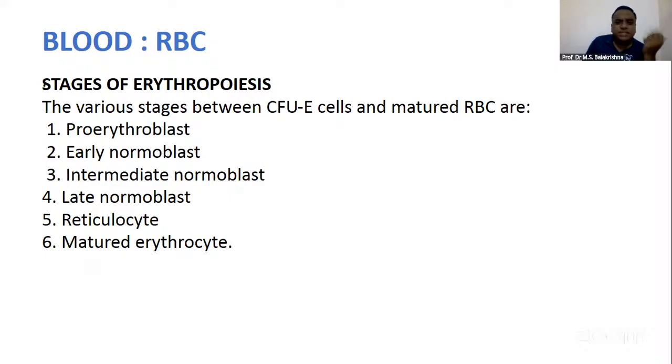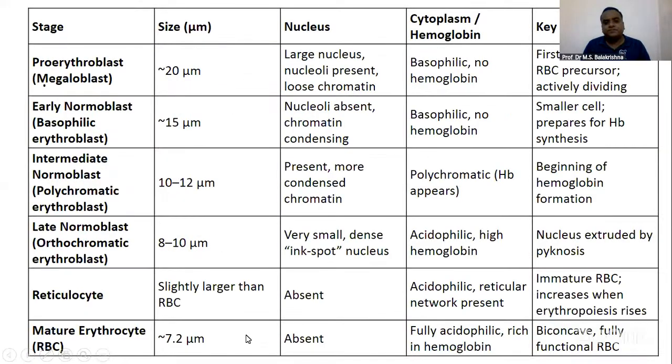So, different stages of erythropoiesis. It starts with the pro-erythroblastic stage, then early normoblast, then intermediate, and then late normoblast, reticulocyte, and mature erythrocyte. The staining also changes: first it will be basophilic or blue in color, and slowly when it is coming towards the mature erythrocyte, it becomes eosinophilic or red staining. So these are the different stages.